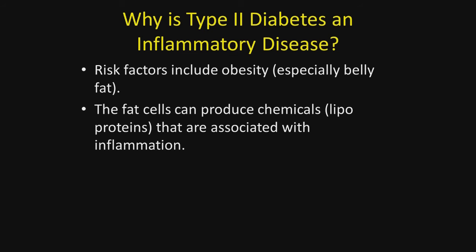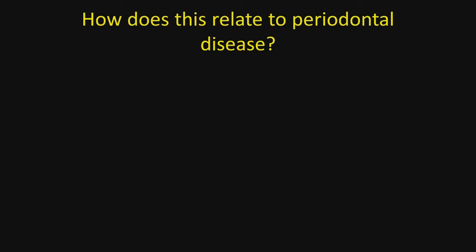Why is type 2 diabetes an inflammatory disease? Because it has risk factors which include obesity, especially belly fat. So look at the word belly fat. The fat cells can produce chemicals, lipoproteins, that are associated with inflammation. Thus, type 2 diabetes is an inflammatory disease.